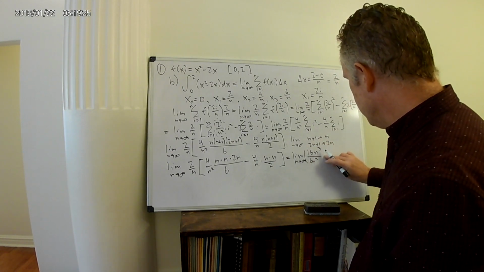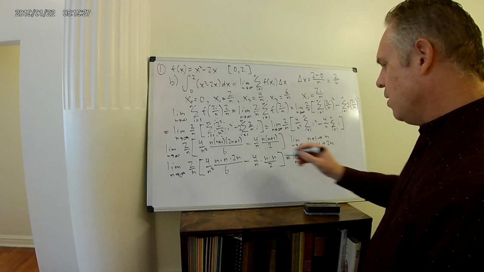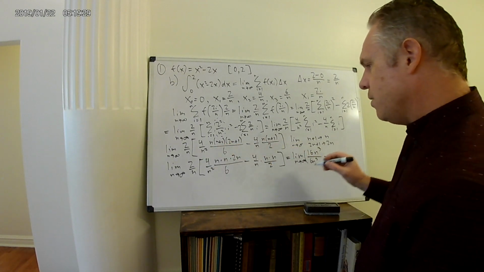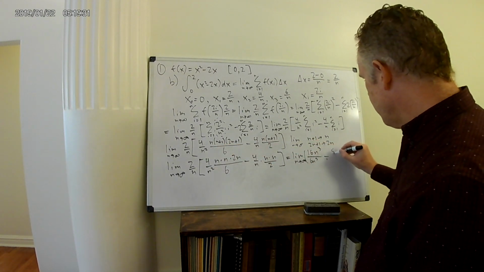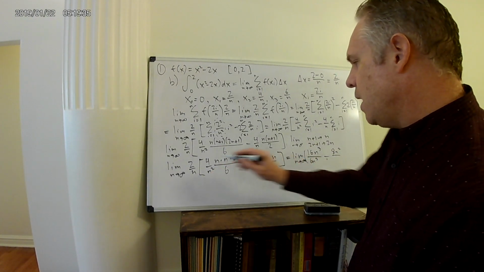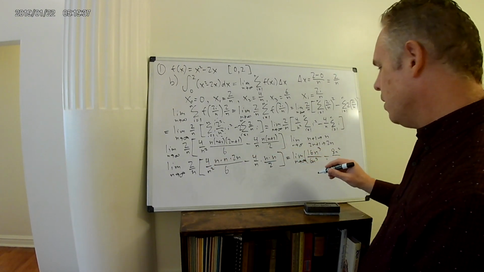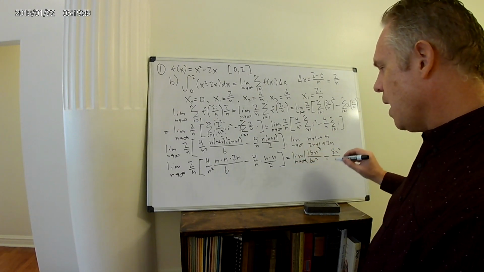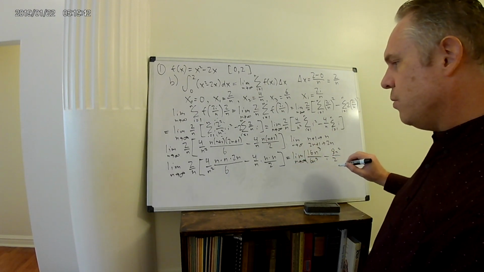And then over here I get 4 times 2 is 8, and I get 8n squared. 8n squared divided by n times 2, right? That's 2n squared.